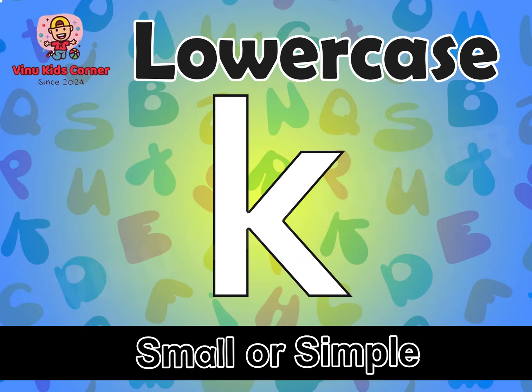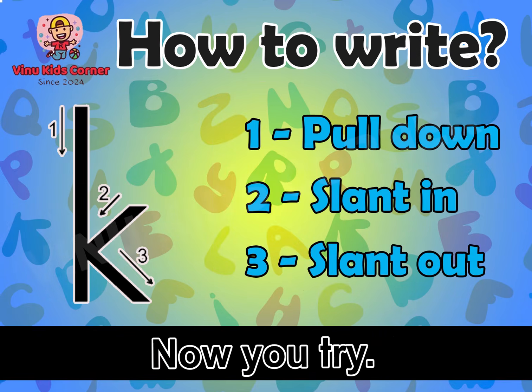Here is a letter K in lowercase. It is also known as a small or simple letter. Now we are going to write lowercase k. Start with the top and make a line down. Next, go to the middle and make a small line down to the left, then make a small line down to the right. Now you try.